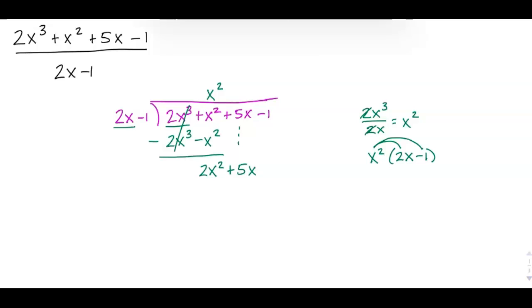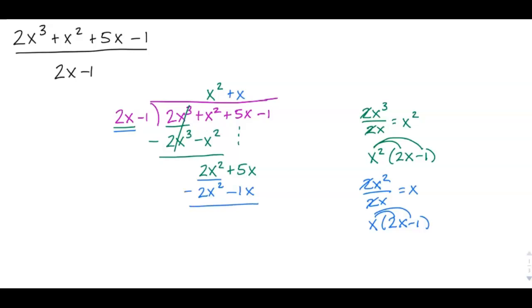So now we want to essentially start the process again. We're back to the division step. So we're going to take this 2x squared and divide by this 2x. 2x squared divided by 2x, in this case the 2's cancel again, and x squared divided by x is just x. So I'm going to write that up on top, and after I divide, I multiply x times 2x minus 1. So x times 2x is 2x squared. X times a minus 1 gives us minus 1x.